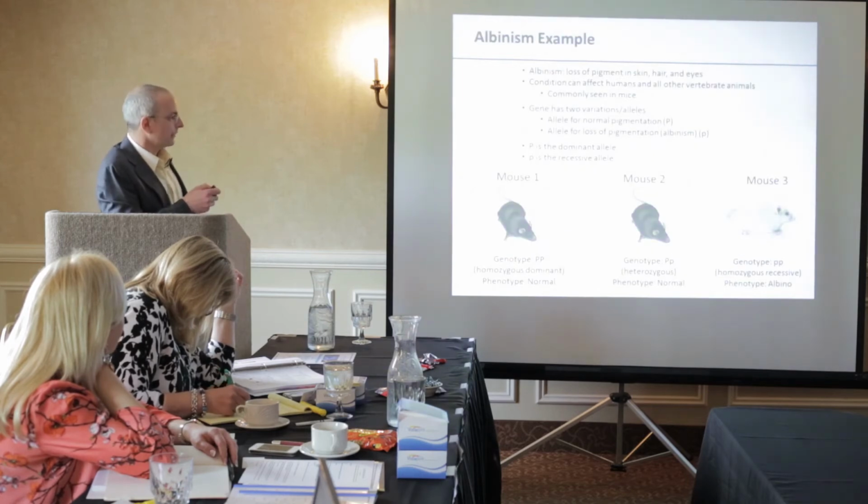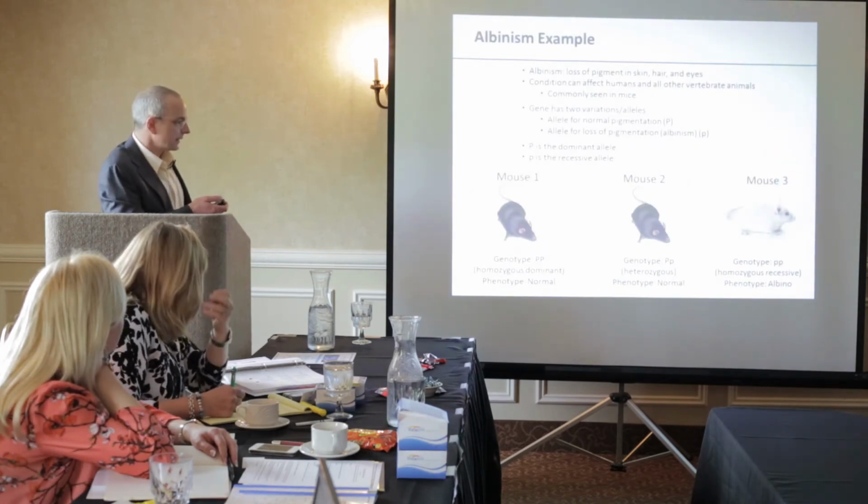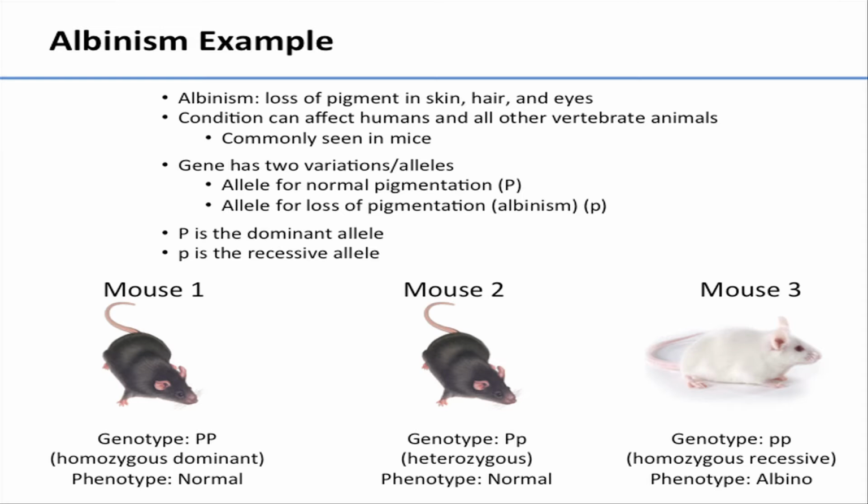And here we see a great example with our little friends, the mice, where it's albinism, loss of pigment in skin, hair and eyes. Also seen in humans as well. And again, these two little mice have a genotype. So this one is big P, big P. His phenotype is normal. He's as good as he can be, so no problems there.